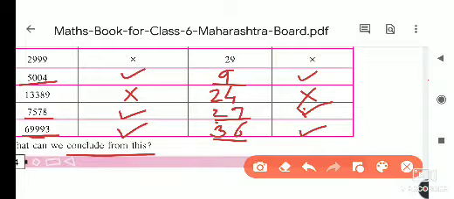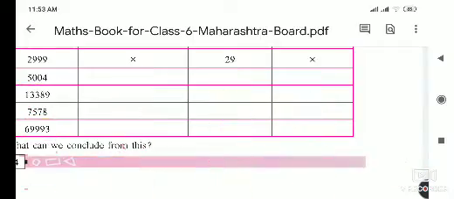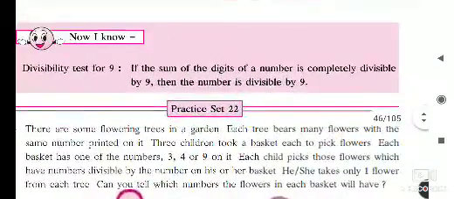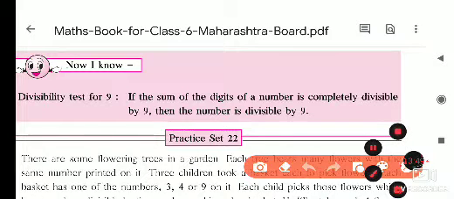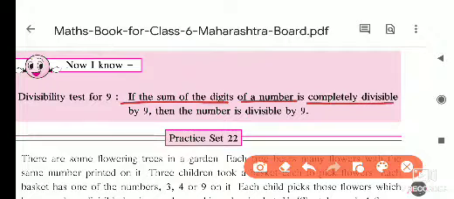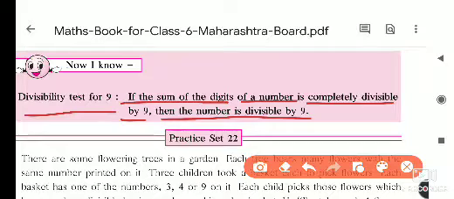So here we understood the divisibility test of 9. Here is the statement. All of you note this down, because when I move forward, it gets erased. So what is the statement? If the sum of the digits of a number is completely divisible by 9, then the number is divisible by 9. This is the statement of the divisibility test of 9.